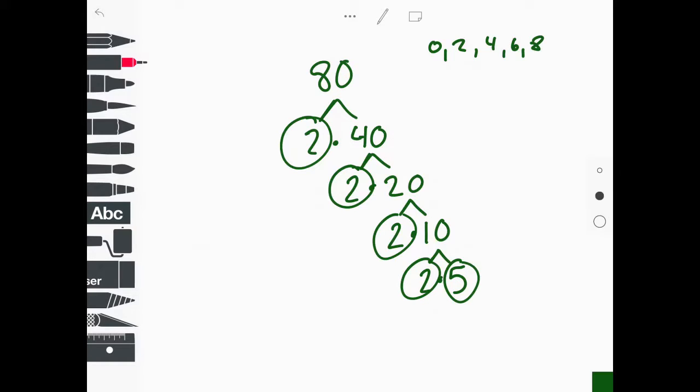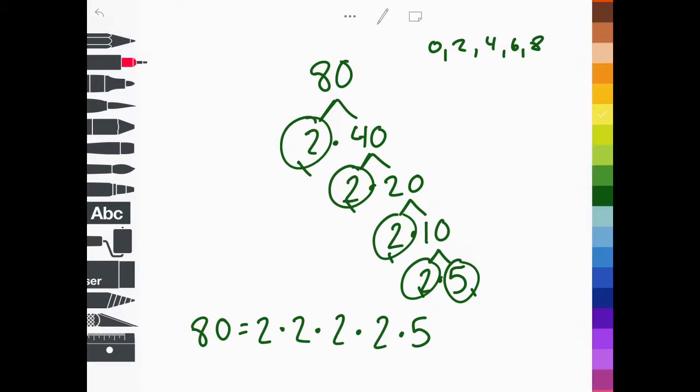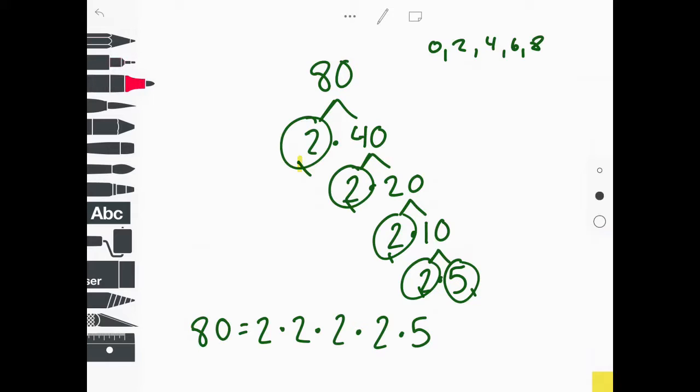So the prime factorization for 80 is 2 times 2 times 2 times 2 times 5. And I like to cross out the numbers as I write them down, and I like to also double check at the end that I've got all the ones that I wrote down.